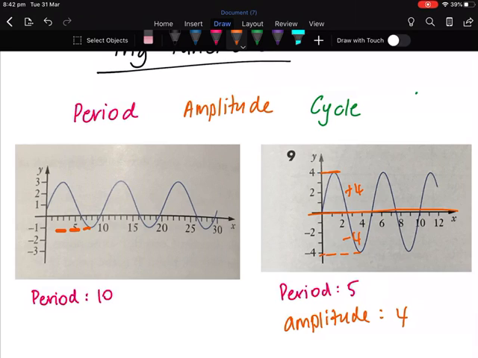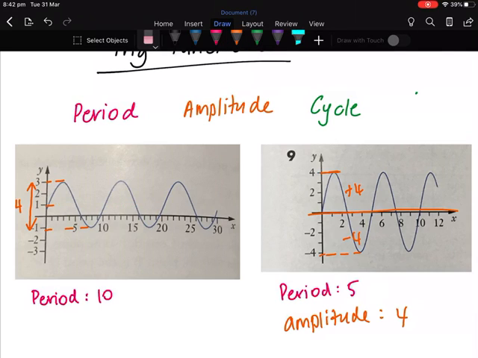Now this graph is a bit different because the mean value is not the x-axis. So if we have a look at this, it's got a minimum value of -1. That's not very neat. Let me do that again. All right, it's got a minimum value of -1 and a maximum value of 3. So if we look at this distance here, it's got a value of 4. So the mean would actually come in here at 1. That would be our mean.